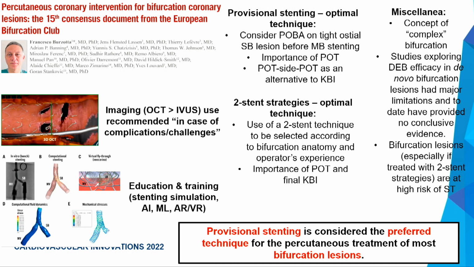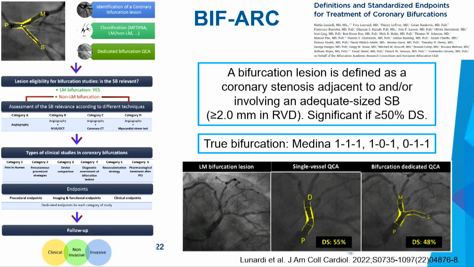Then there is a discussion about the educational and training needs with stenting simulation, artificial intelligence, machine learning, and augmented or virtual reality. Another important document that came out is the Academic Research Consortium document on bifurcation. A lot of material to cover. A bifurcation lesion is defined as a coronary stenosis adjacent to and or involving an adequate size side branch, at least 2 millimeters in diameter, and significant stenosis more than 50%.